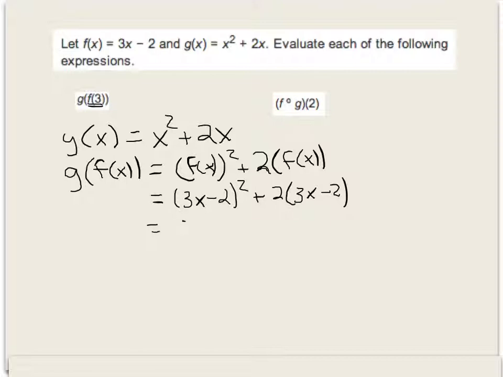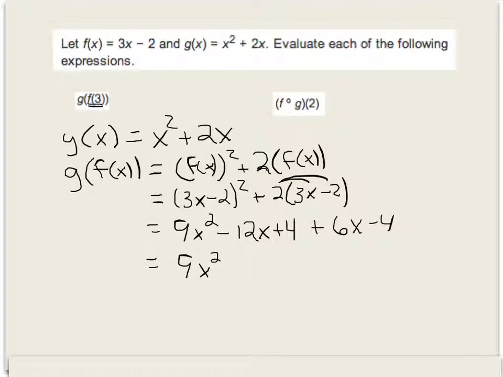If I FOIL the first piece, I get 9x squared minus 12x plus 4. And then plus 6x minus 4 for this part here. Combine like terms and I get 9x squared minus 6x. And so that is my g of f of x.